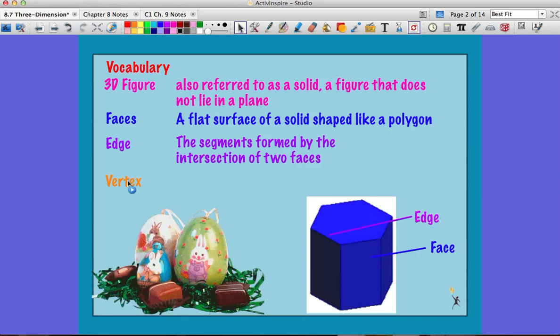And a vertex. We learned about vertex with angles, but it's a little bit different with a three-dimensional figure because here it's a point where three or more edges meet. Okay, so any of your corners are your vertexes.